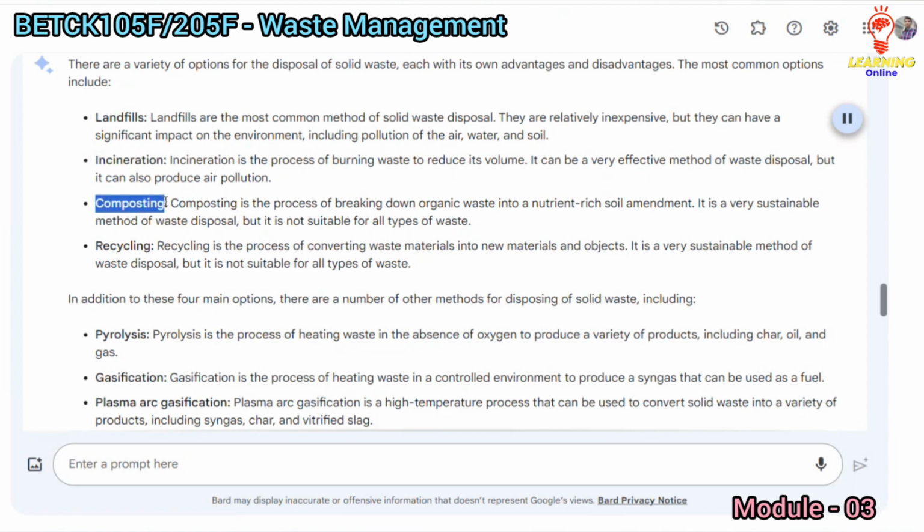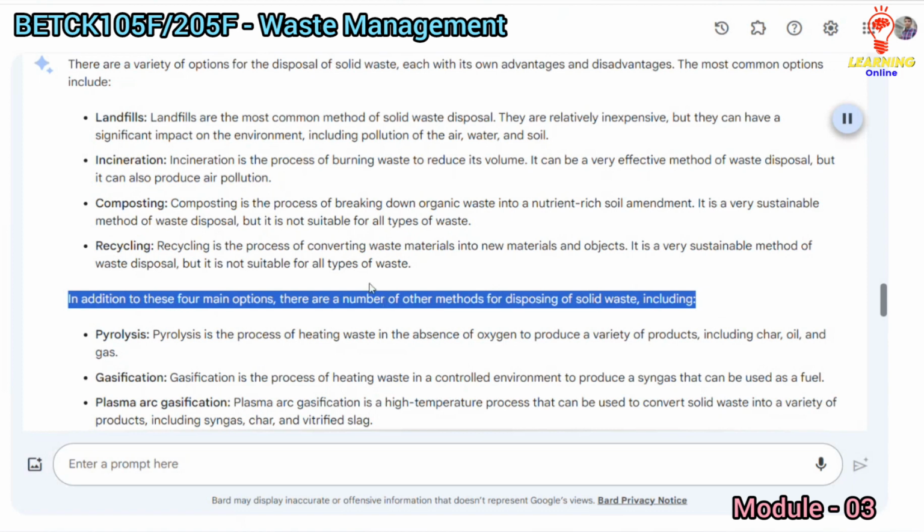Composting. Composting is the process of breaking down organic waste into a nutrient-rich soil amendment. It is a very sustainable method of waste disposal, but it is not suitable for all types of waste. Recycling. Recycling is the process of converting waste materials into new materials and objects. It is a very sustainable method of waste disposal, but it is not suitable for all types of waste.